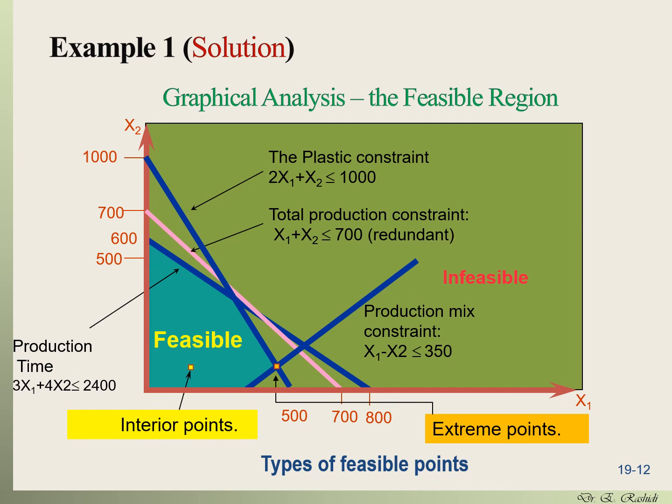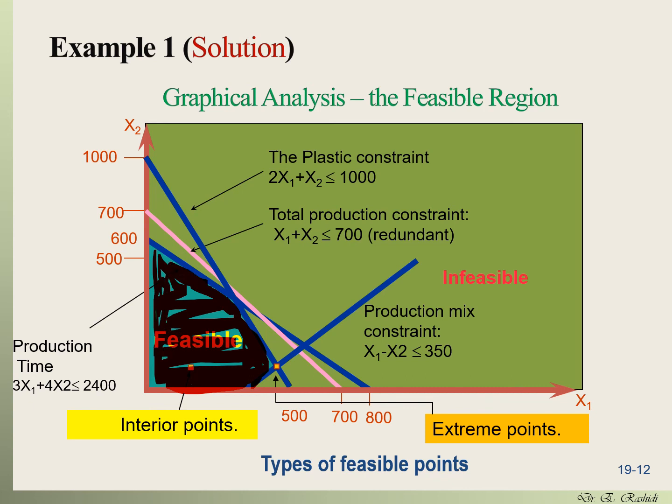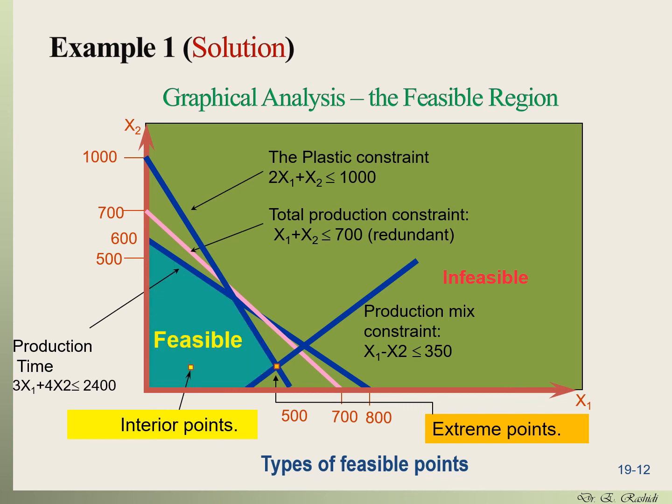One important thing about this feasible space is that any point in it, and there are going to be an infinite number of points, is a feasible solution. So you have unlimited feasible solutions here. Any point within this space is called an interior point. These are interior feasible solutions, which are unlimited.